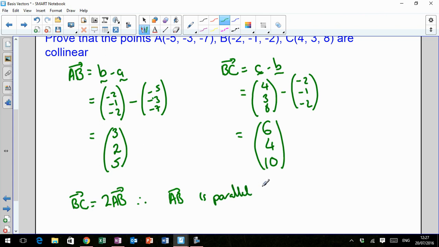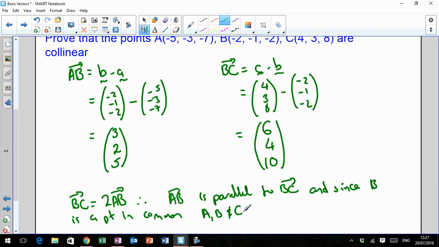And remember, this is where we have to be really thorough with our explanation. So state what you've done, what that means, and then since B is a point in common, A, B, and C are collinear.